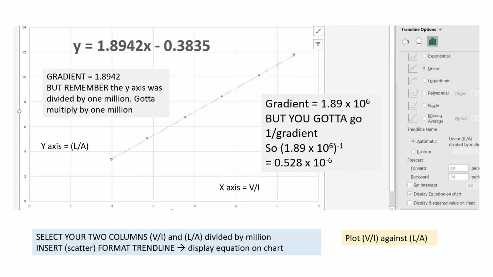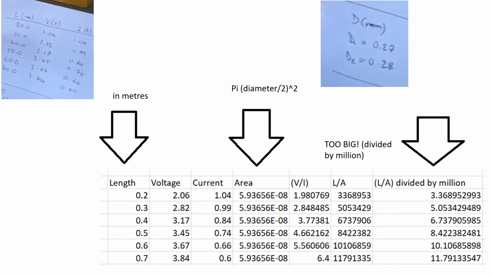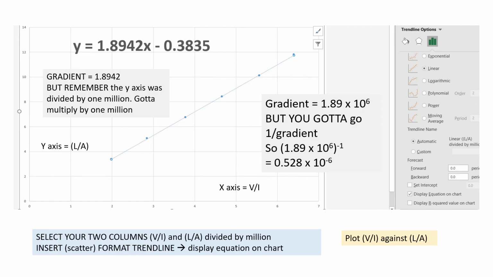So remember that we divided by 1,000,000. So you've got to times it by 1,000,000 again to get back. And then once you've times it by 1,000,000, it's 1 over the gradient. So because the gradient was 1.89 times 10 to the 6, 1 over the gradient becomes 0.528 times 10 to the minus 6. So the resistivity is equal to 0.528 times 10 to the minus 6.